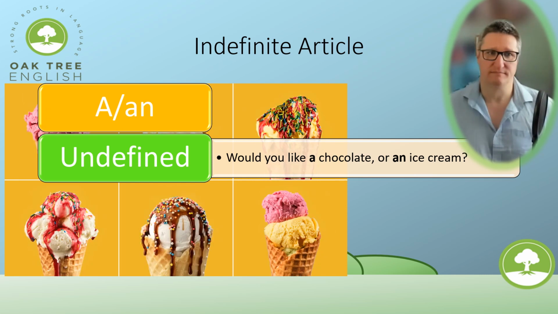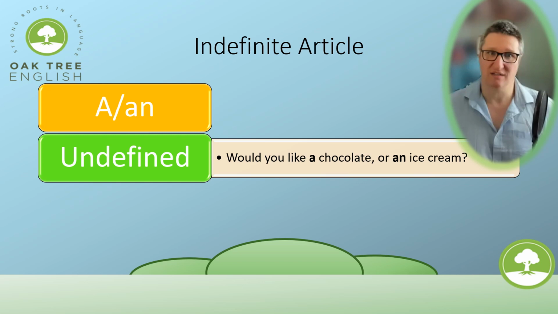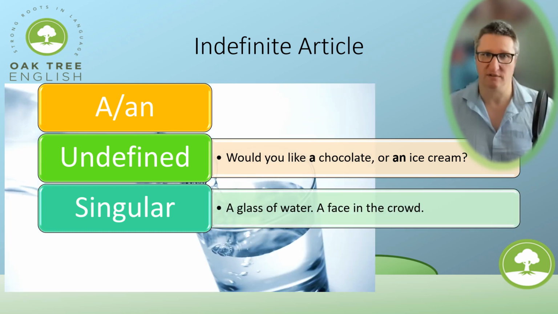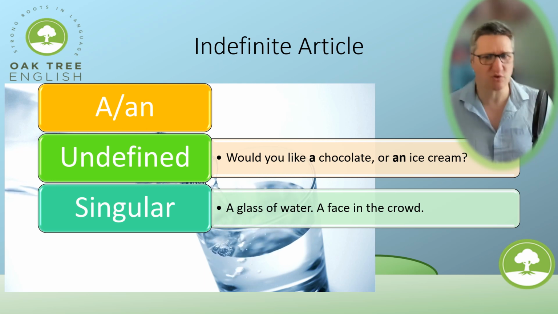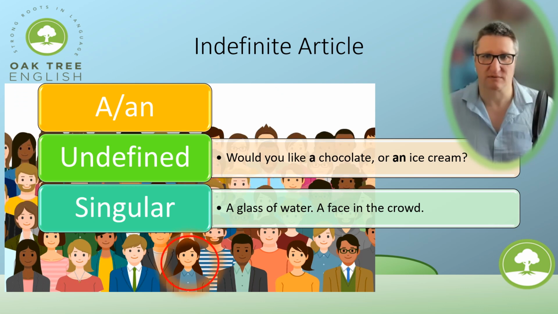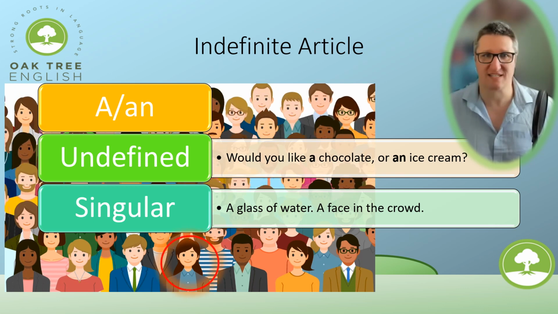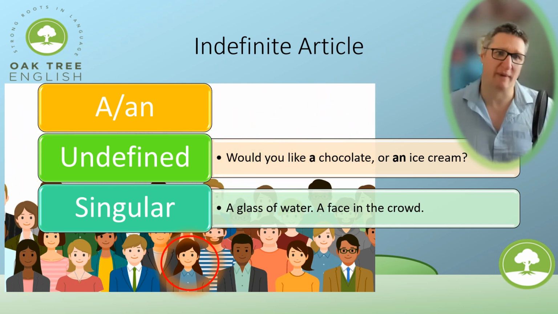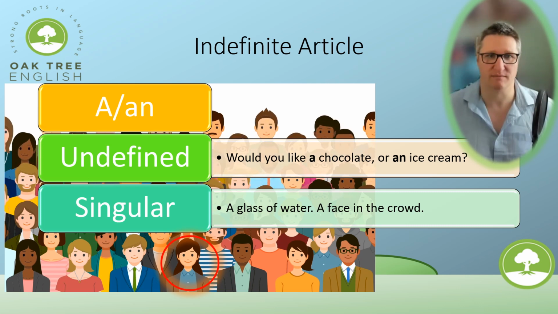Unlike the definite article, the indefinite article cannot be used with a plural or uncountable noun, only with singular nouns. So there may be a glass of water. You can talk about the water in the glass, but you can't talk about a water without implying the container. There may be a crowd of people, and you might be talking about a face in the crowd, like that business lady on the front row there. But you can't talk about a faces in the crowd.